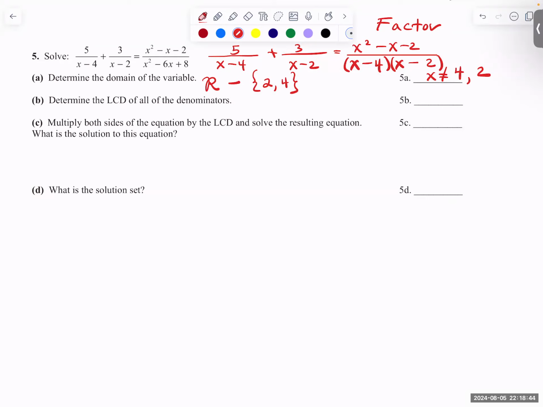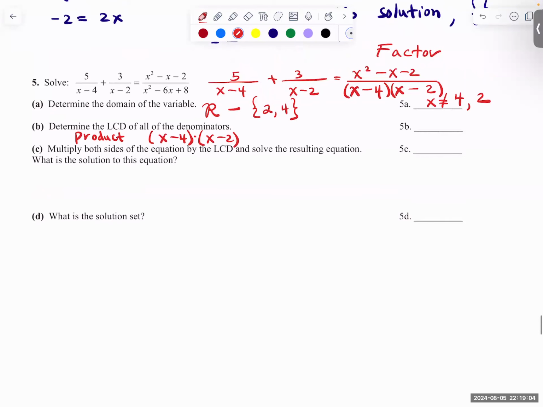So after factoring, the least common denominator is the product of the unique prime polynomial denominator factors. That includes x minus 4 times x minus 2. Now, neither one is repeated because in the denominators, the exponents are understood to be ones. So the greatest exponent on any unique binomial is a 1. So therefore, you just include each binomial one time, and that is the LCD.